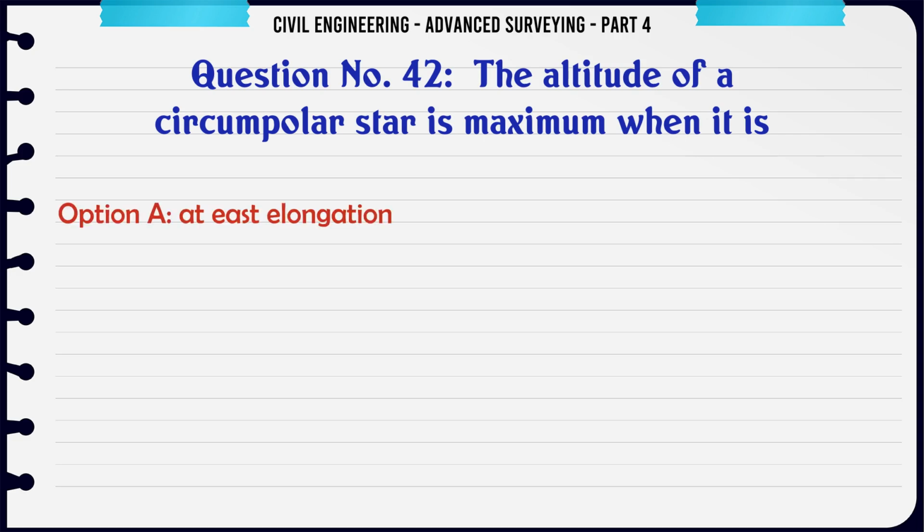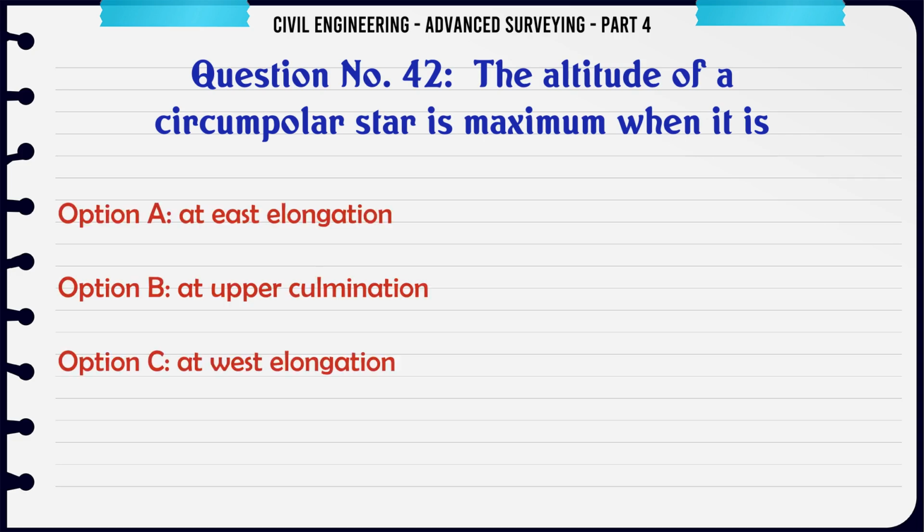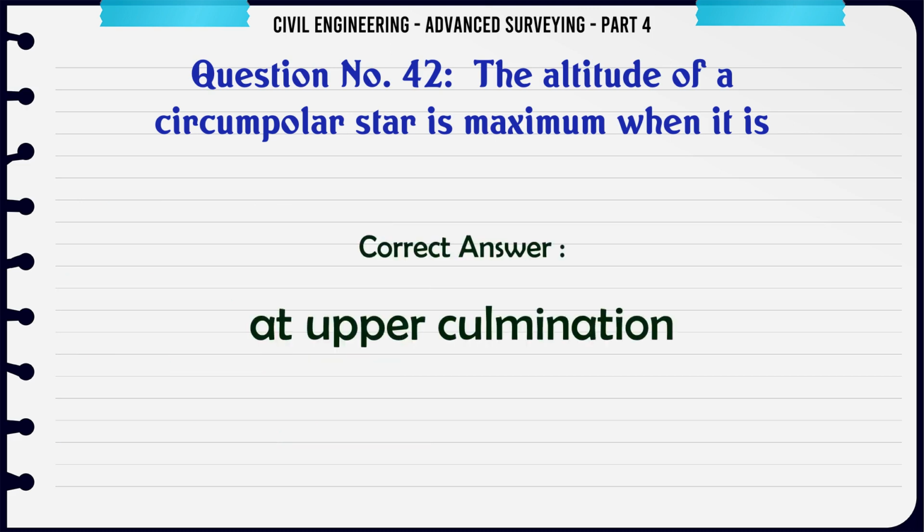The altitude of a circumpolar star is maximum when it is: A. At east elongation. B. At upper culmination. C. At west elongation. D. At lower culmination. The correct answer is at upper culmination.